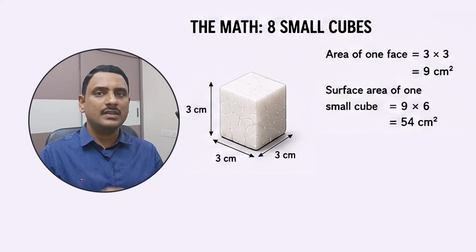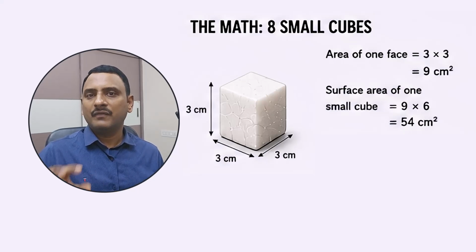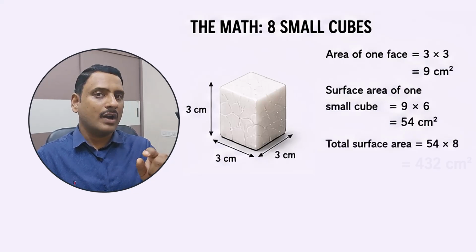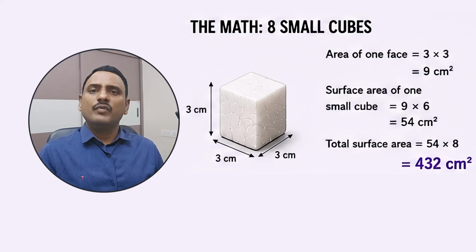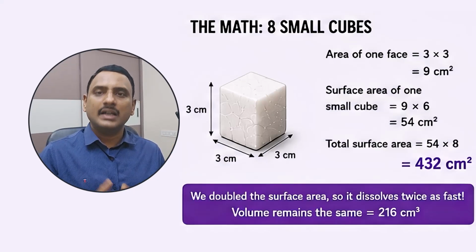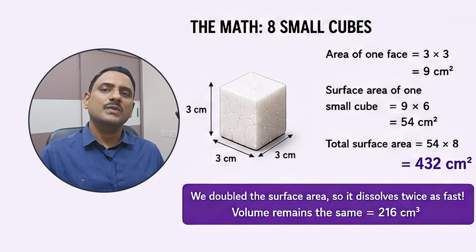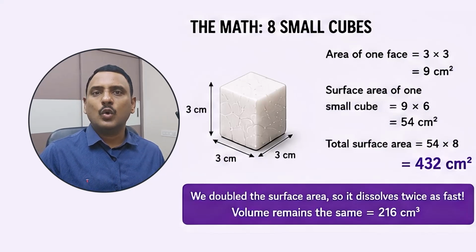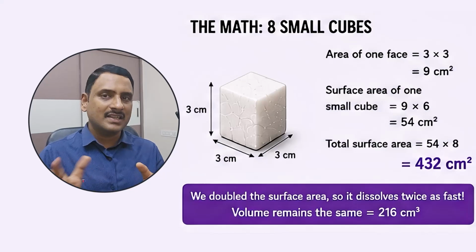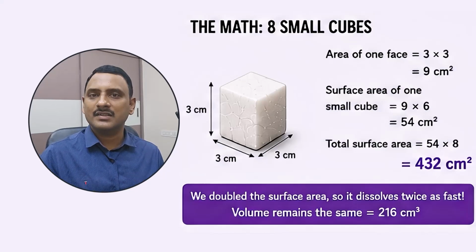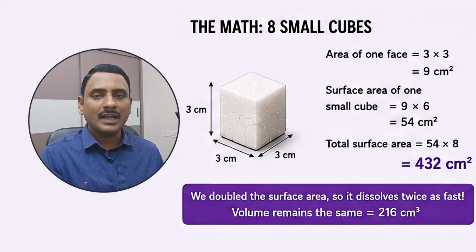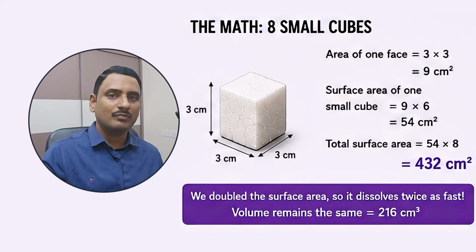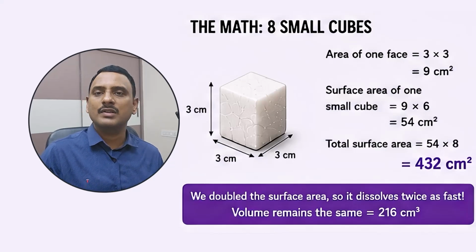Since we have 8 of these similar cubes, we multiply 54 by 8. The new total surface area shoots up to 432 square centimeters. We just doubled the area the water can touch, which means it dissolves twice as fast, approximately. And guess what? The total volume of this sugar remains exactly the same, 216 cubic centimeters. You can pause the video and try calculating the volume of each individual small cube and add them together. You will find that it is still 216 cubic centimeters.